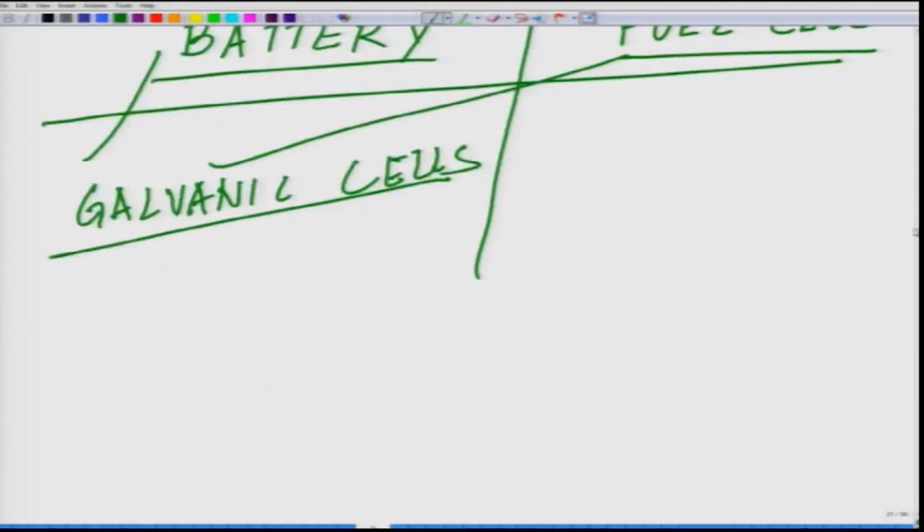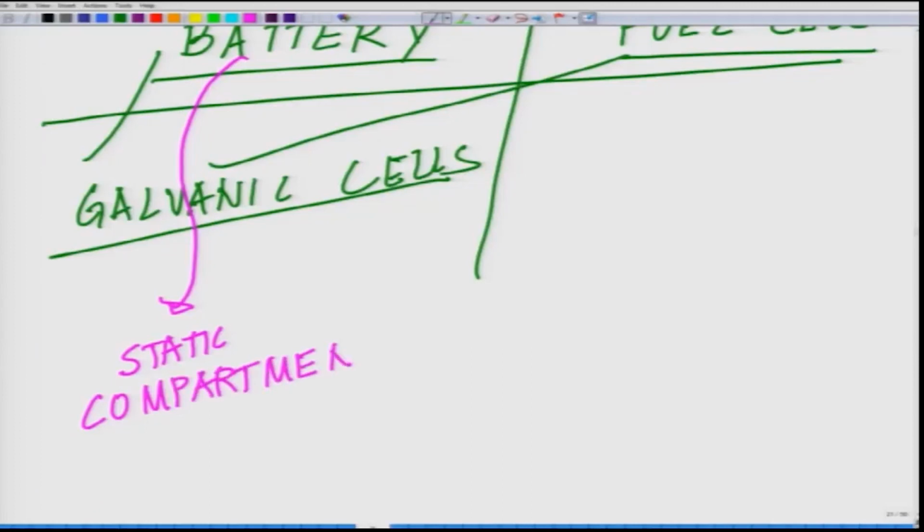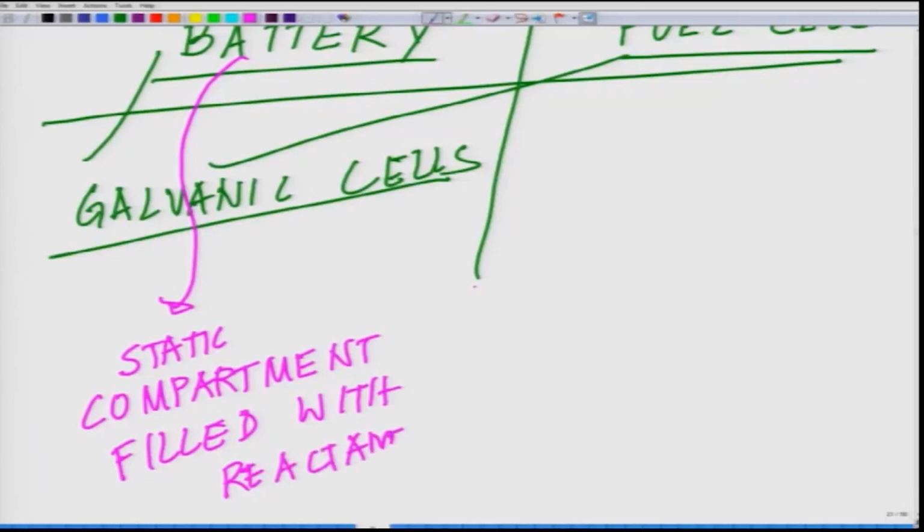So, in the case of a battery, that is the situation when we talk about a static compartment filled with reactants. On the contrary, if we talk about a fuel cell, in case of a fuel cell, the fresh reactant flows past the electrode.